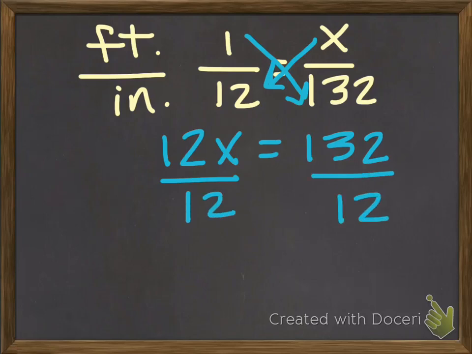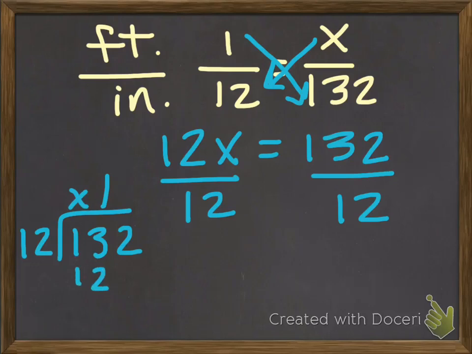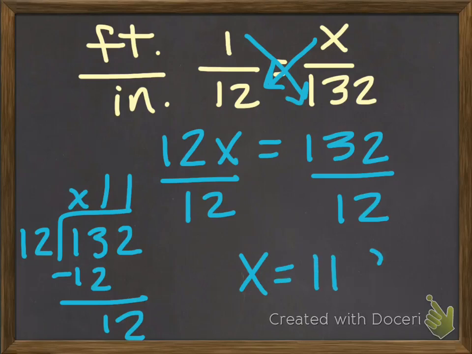This will cancel out the 12 on the left, leaving me with x, and I'm going to divide 132 by 12 to find the value for x. 12 goes into 13 one time, with 1 left over, and I bring down my 2. 12 goes into 12 one time evenly. So I have my solution. X is equal to 11 feet.